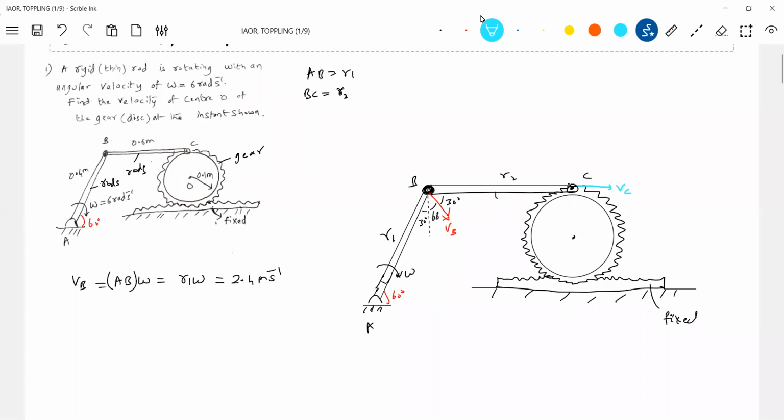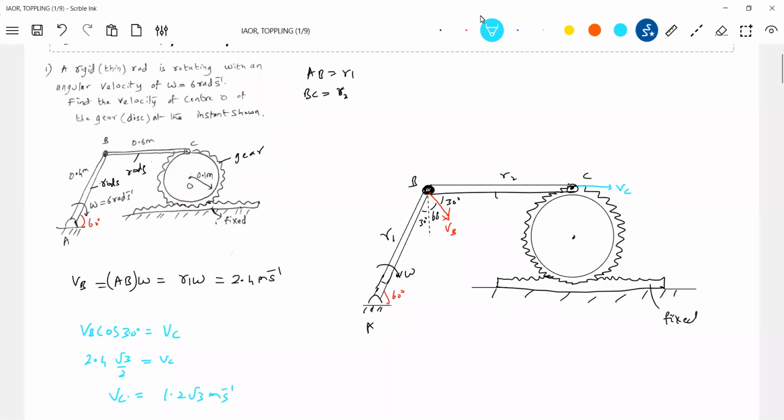So the velocity of the points, I'm going to say that it will be towards the right only. So VB cos 30 degrees should be equal to VC. VB is how much? 2.4 cos 30, root 3 by 2, equal to VC. So VC is equal to 1.2 root 3 meter per second. So this is the velocity of point C.